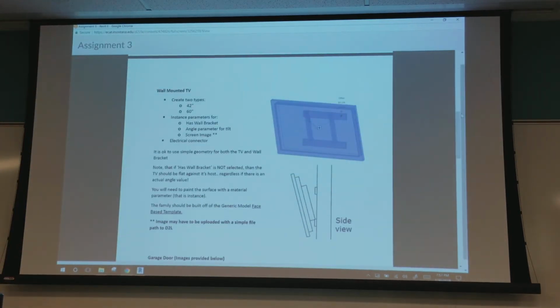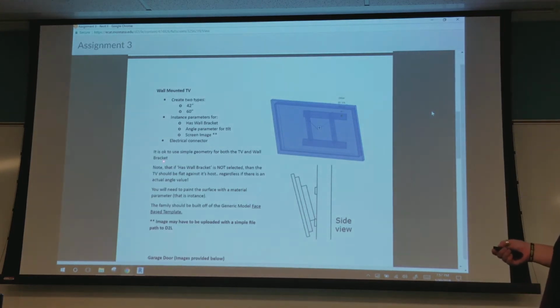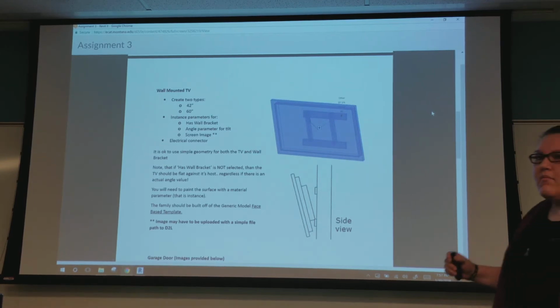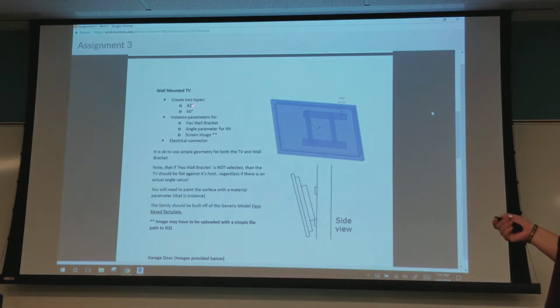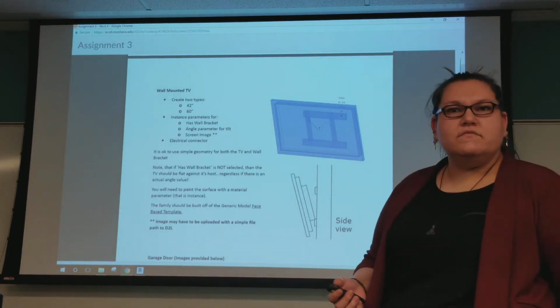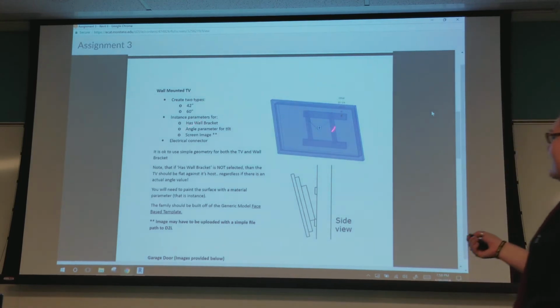Okay, this next one here, wall-mounted TV. Wall-mounted TV. Now, the biggest note is right here: it is okay to use simple geometry for both the TV and the wall bracket, because I don't really care about the geometry of how it looks. What I care about is if we have two types created, a 42-inch and a 60-inch. How do you measure a TV? Diagonal.